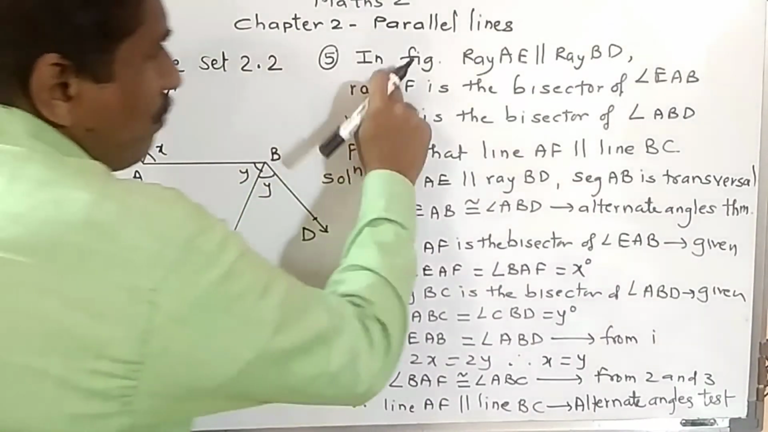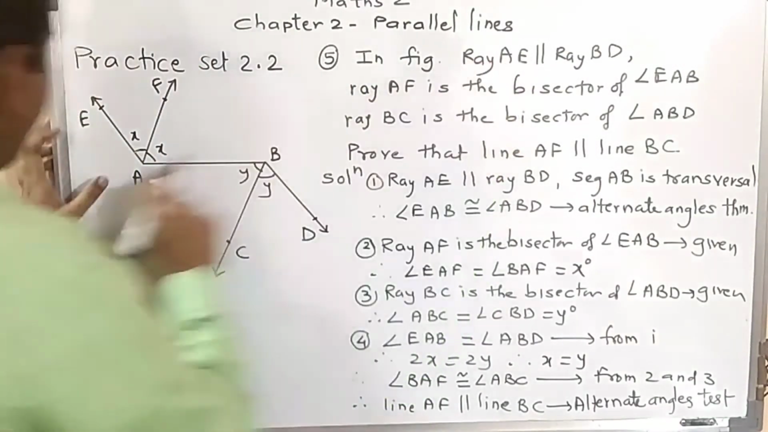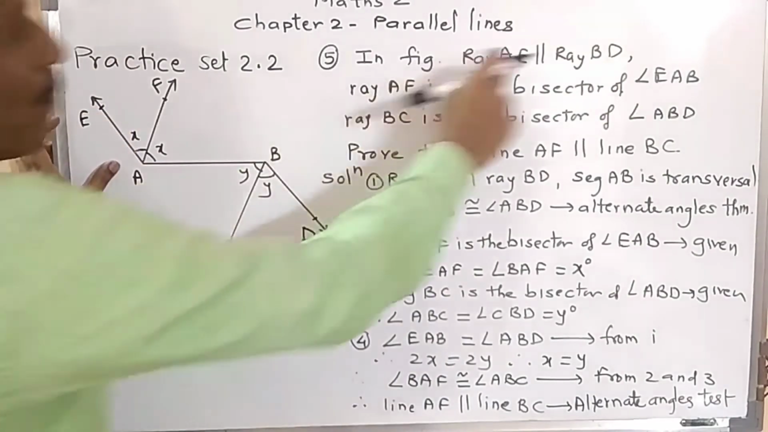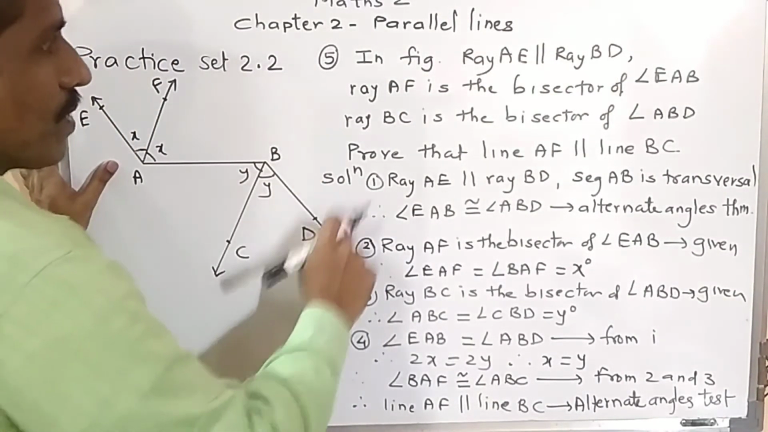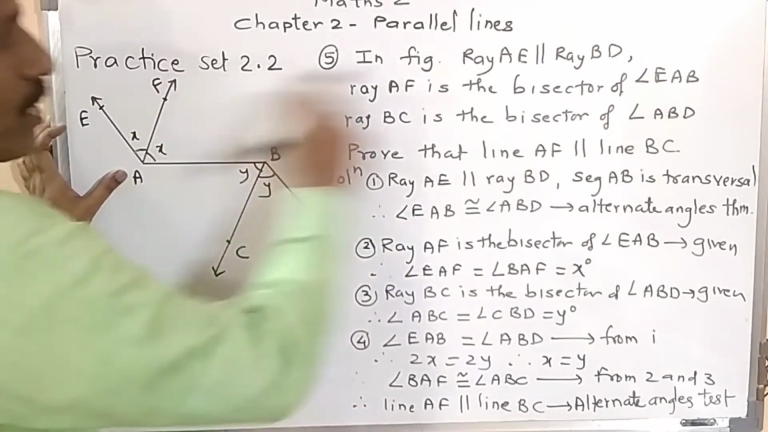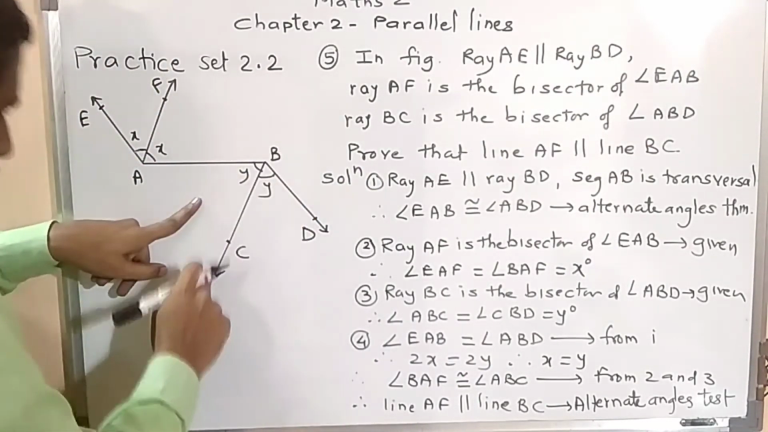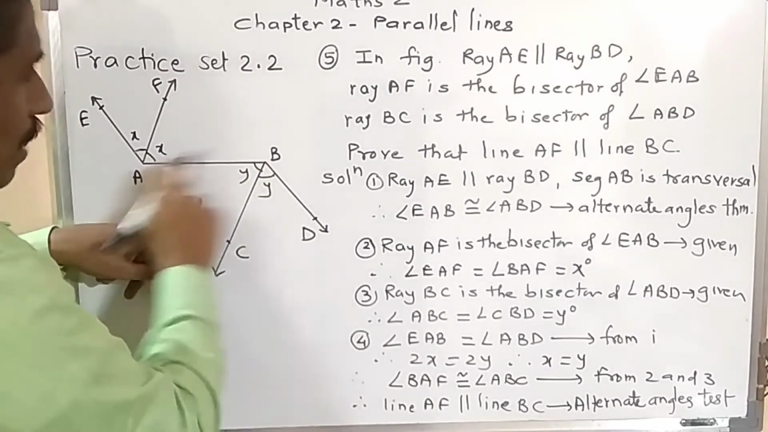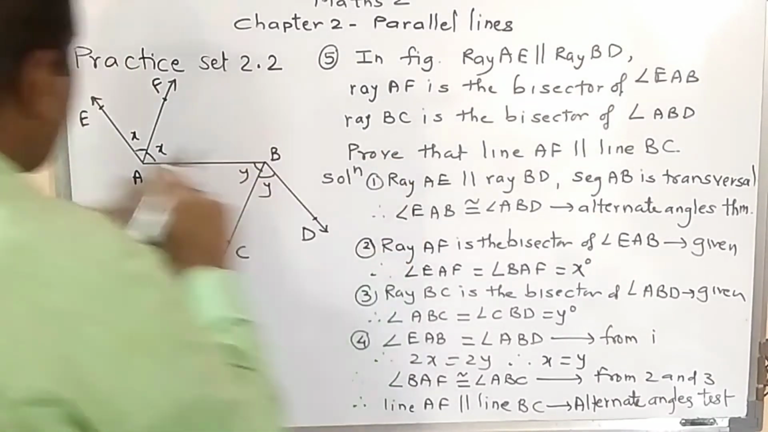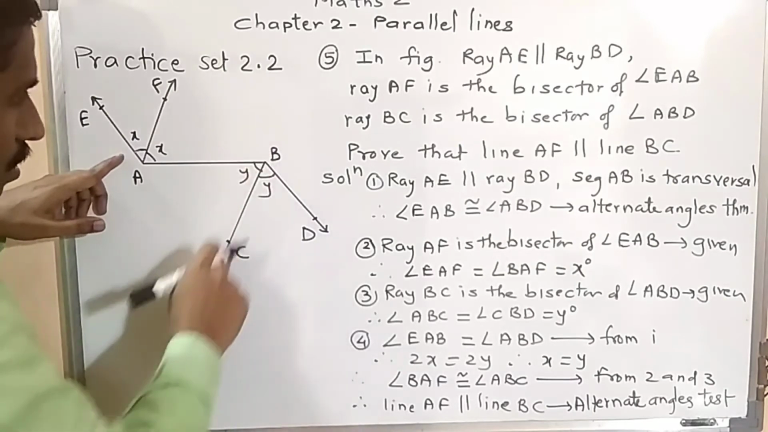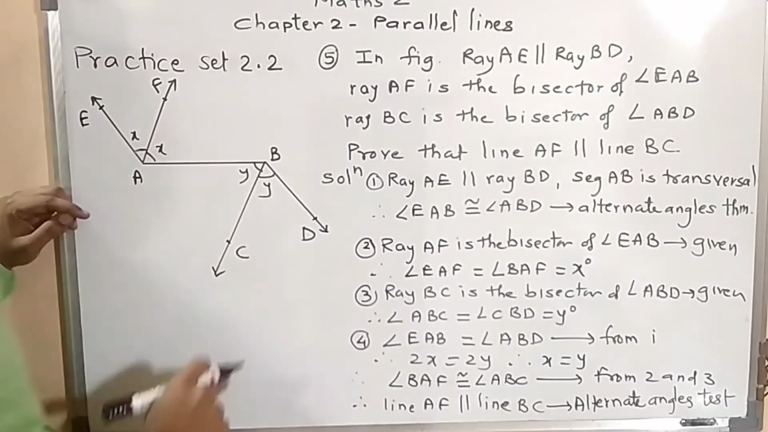Question number 5. In the figure, ray AE is parallel to ray BD. Ray AF is the bisector of angle EAB. Ray BC is the bisector of angle ABD. Prove that line AF is parallel to line BC.